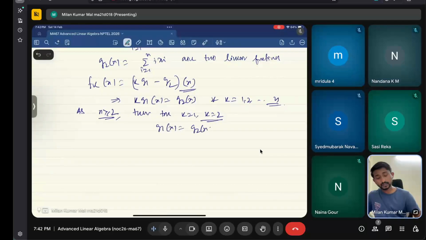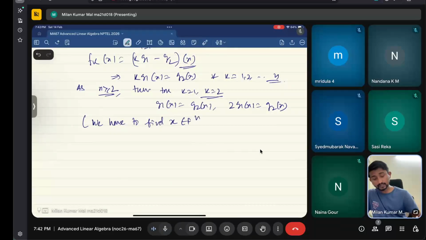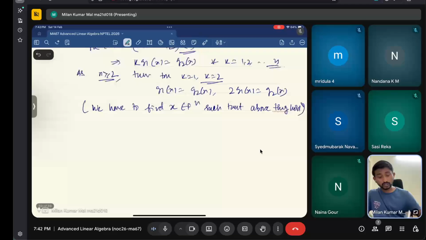I mean, we have to find those x for which this happens. The other is 2 g1(x) equals g2(x). So basically, we have to find x belonging to the field F^n such that the above things hold. So what I'll get here is that g1(x) will be exactly 0, not either 0 or 1. This will be 0. g1(x) equals 0.